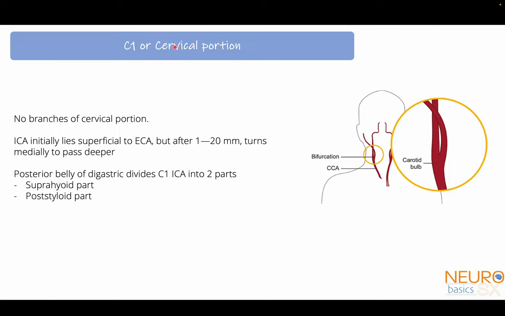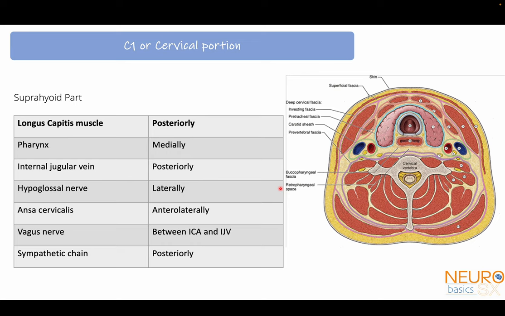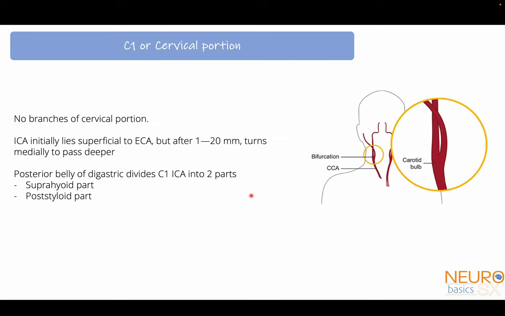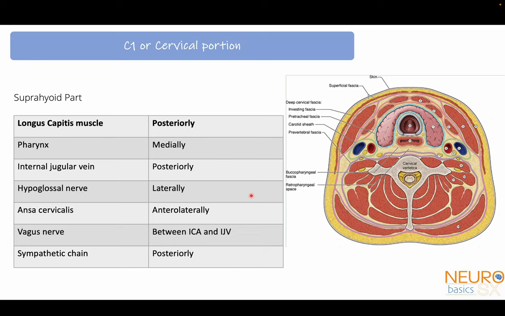The C1 of the cervical portion has absolutely no branches. It initially lies superficial, or more lateral, to the ECA, but after some time it turns medially and passes deeper to the ECA. The posterior belly of the digastric will divide it into two different portions: the suprahyoid part above the hyoid bone, and then the part below, behind the styloid process, that is the post-styloid part.